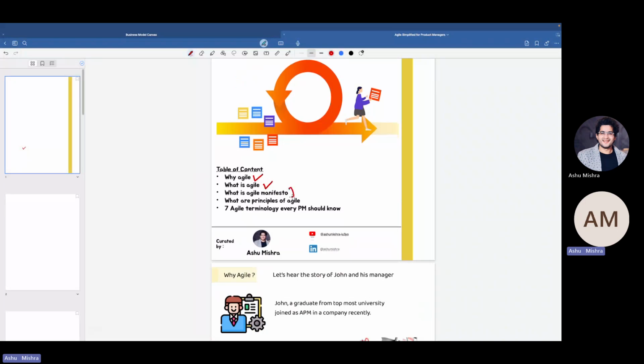Then what are the Agile manifestos? What are its principles? And what are the values based on which Agile is created? Then what are the principles of Agile, and last but not the least, we will also be discussing the 7 Agile terminologies that every product manager should know in order to work efficiently.